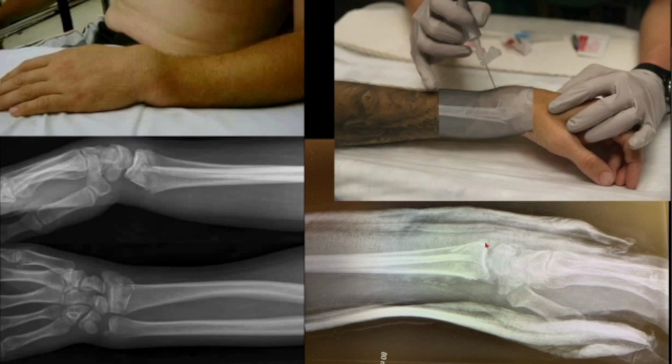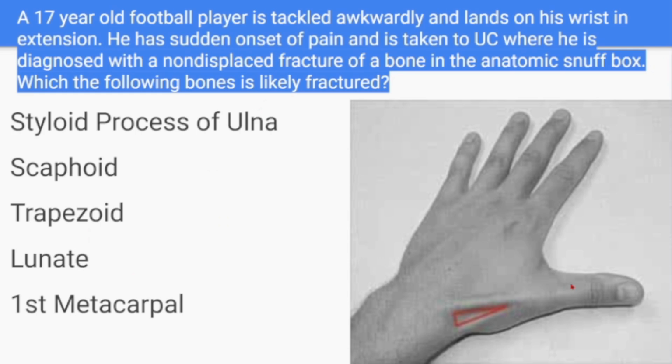And then here's your post-reduction film, right? So here's your lateral, which gives you a great view of the distal radius. You really don't see much displacement. Clearly still broken. You can see the fracture fragments, but it looks much better than the original view.